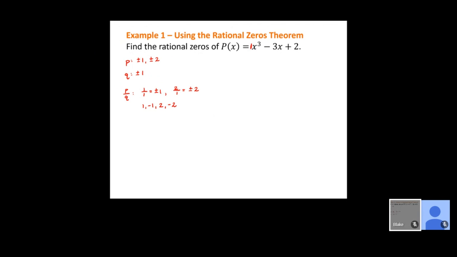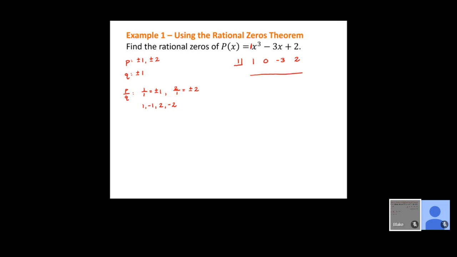Now what we're going to do is we're going to take each one of those and we're going to test them to see if they're actual zeros. And the way we're going to test is we're going to use synthetic division. So I'm going to start with my 1. I'm going to put it in my box. Now I'm going to list out all the coefficients of my polynomial. That's 1. Notice here we don't have an x squared term, so I need to use a 0 for the x squared. And we have a negative 3 for the x term and a 2 for the constant.